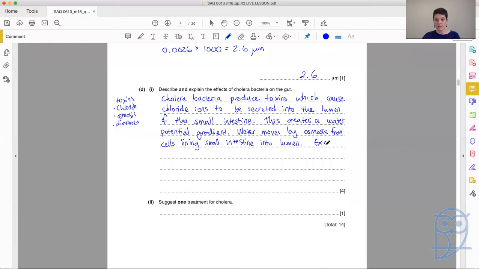So excessive amount of water in the lumen creates diarrhea.